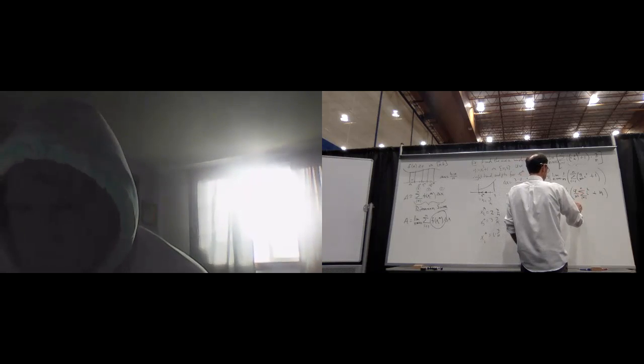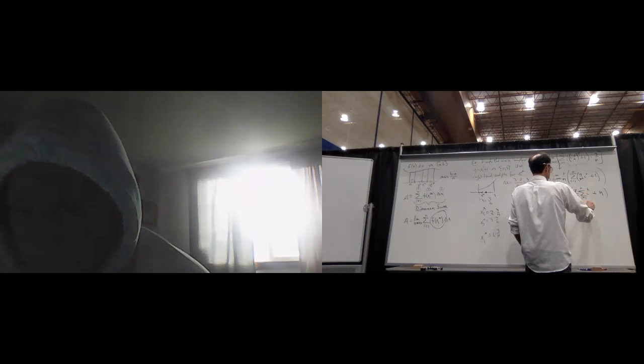So I have this 9 over n squared. And then when we sum squares, we get n times n plus 1 times 2n plus 1 divided by 6.